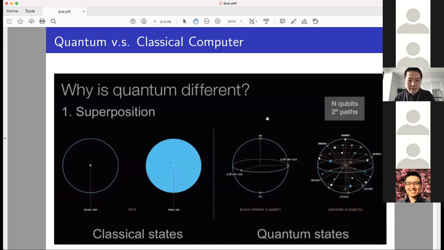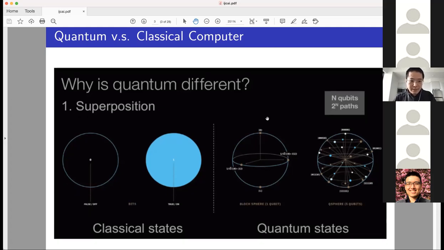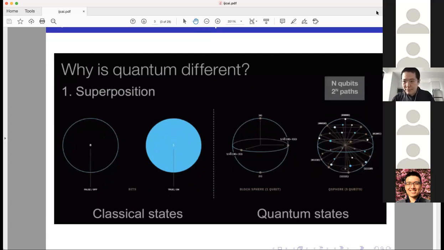Okay, so what's the difference between the classical computer and the quantum computer? Quantum computers consider two most important characteristics. The first one is superposition. Superposition means that for classical bits, there's only one path at one time. But if you consider n qubits, there are 2 to the n paths at one time. So just one quantum state corresponds to the linear combination of all the 2 to the n paths at one time. This property we call superposition.